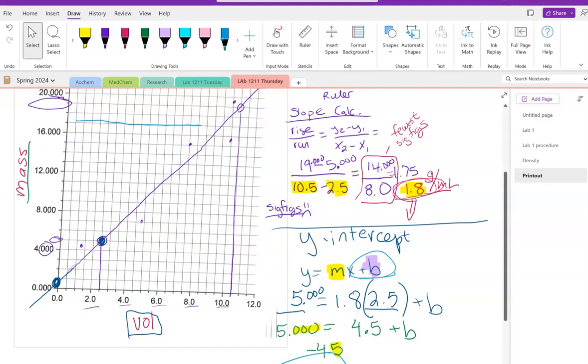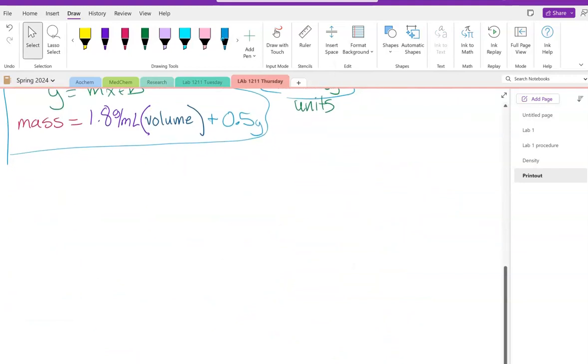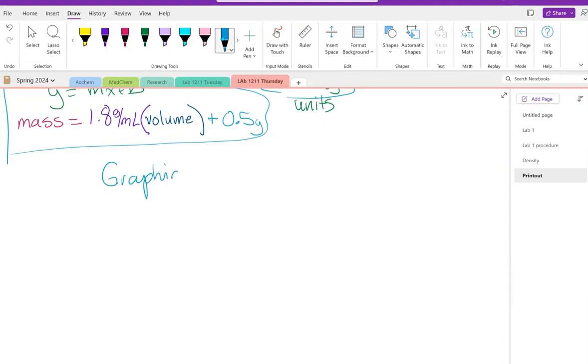Also, don't forget, on your lab handout on the second page is the graphing checklist. Go through that graphing checklist and make sure you have everything on it so you can get full credit for your graph.